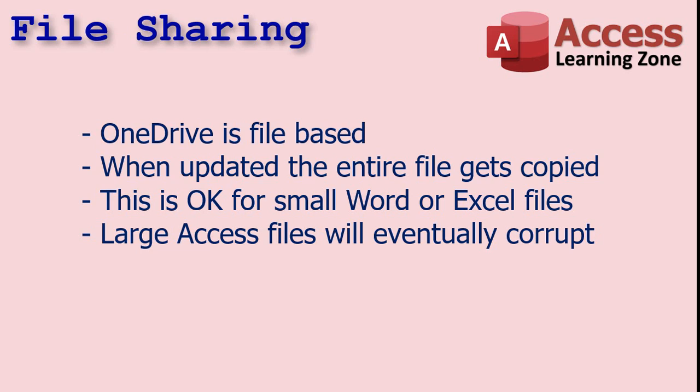Now, OneDrive and other file sharing services are file-based. That means when you make a change to the file and you save it, the entire file gets copied up to the server, and then those changes get disseminated back down to any other users who also have that folder synced. This works okay for small files, most Word documents, Excel workbooks, and so on, but not with big Access databases.